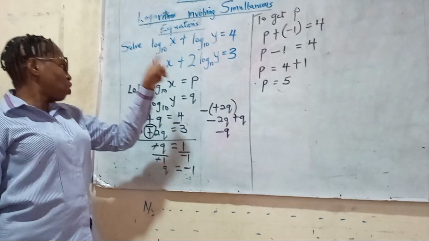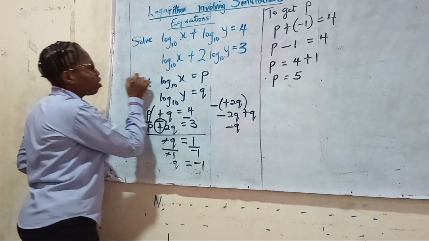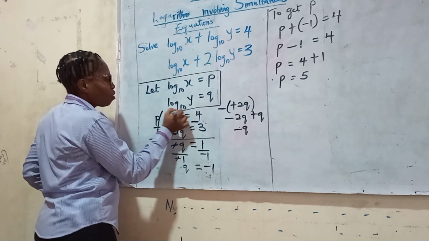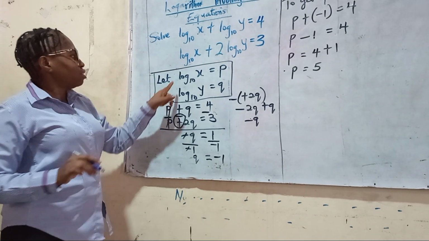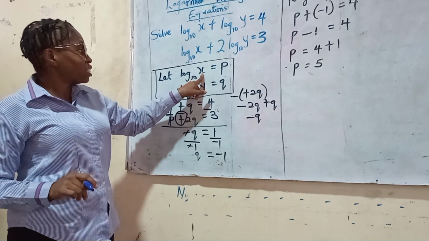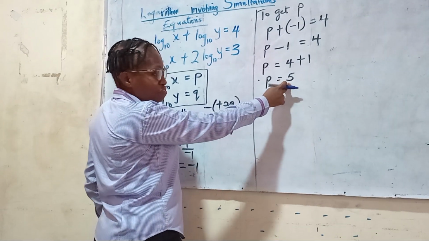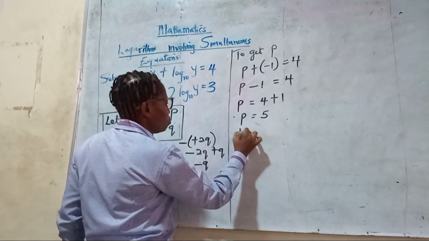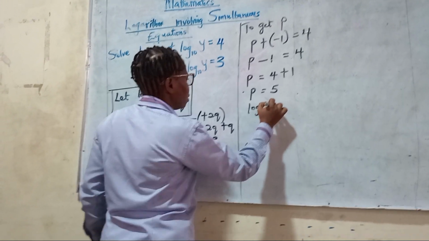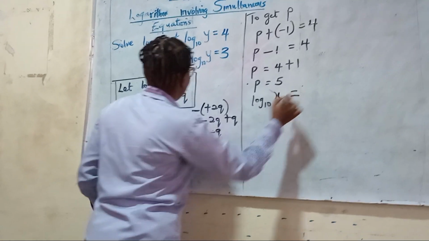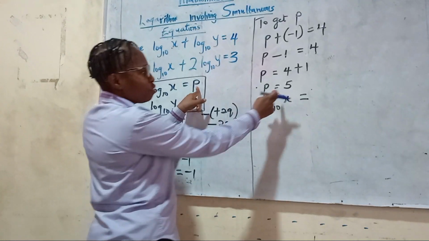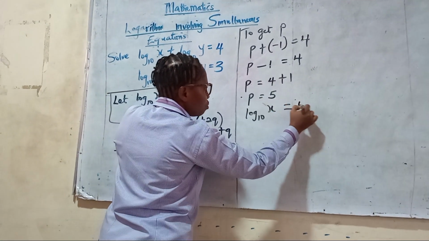Then we need to recall, don't forget, recall that log to the base x equals to p. And we have gotten p to be 5. So we have log to the base x equals to p. But what do we get for p? P is 5. We write 5.